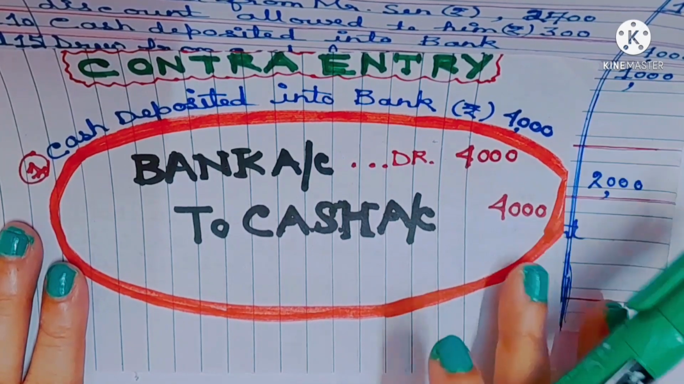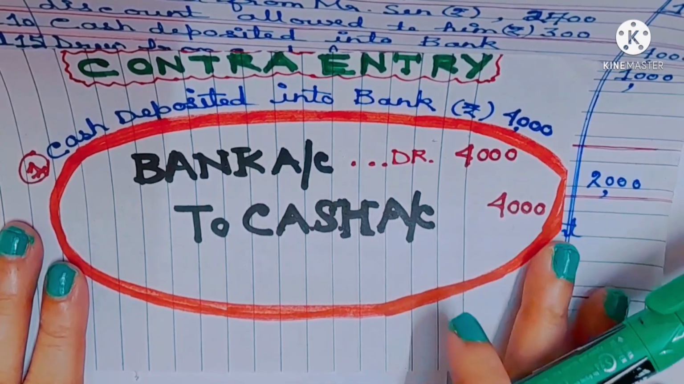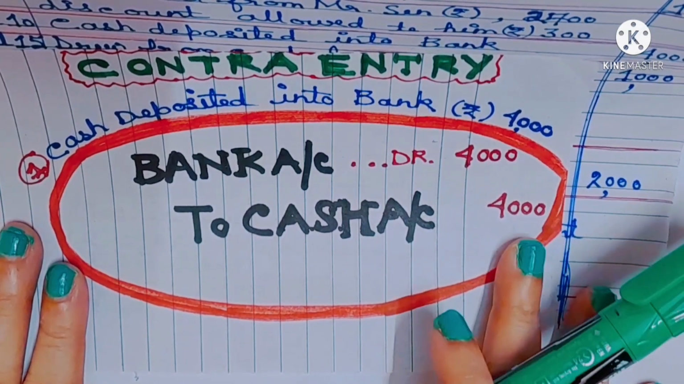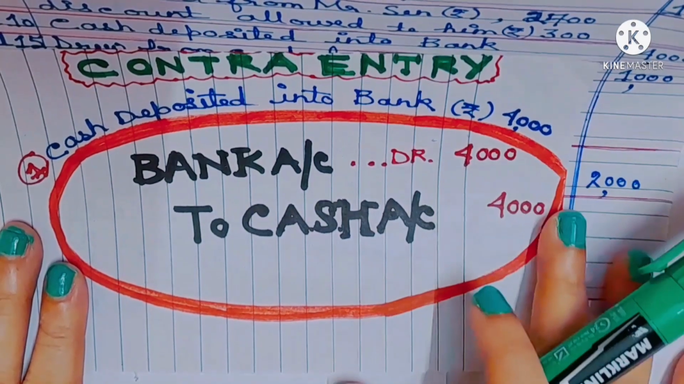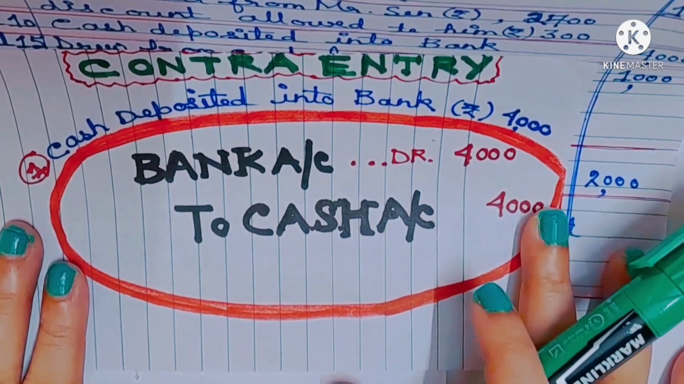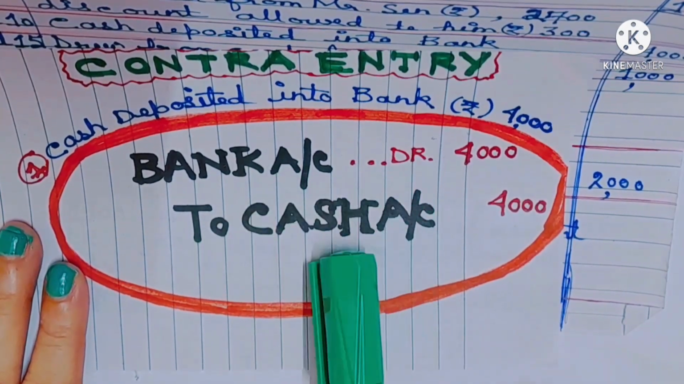Cash withdrawn from bank for personal use is not a contra entry. Okay, the journal entry for that will be drawings account debit to bank account. So there is no cash account on the debit, there is bank account on the credit, so that is not a contra entry. Wherever bank account and cash account are both affected, that is a contra entry. Understood? So the journal entry is bank account debit to cash account.